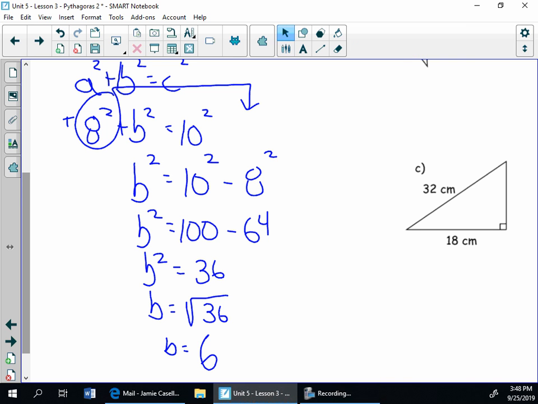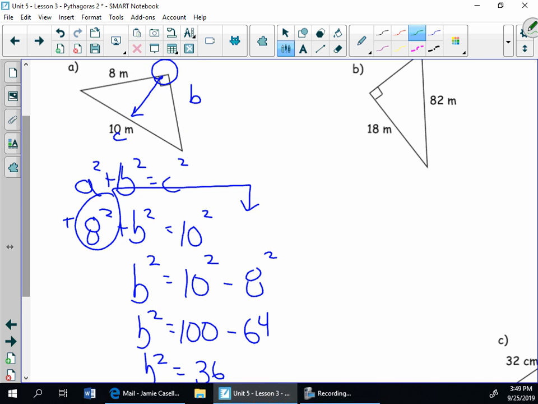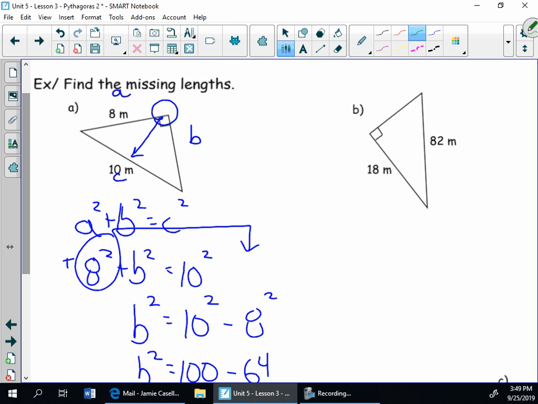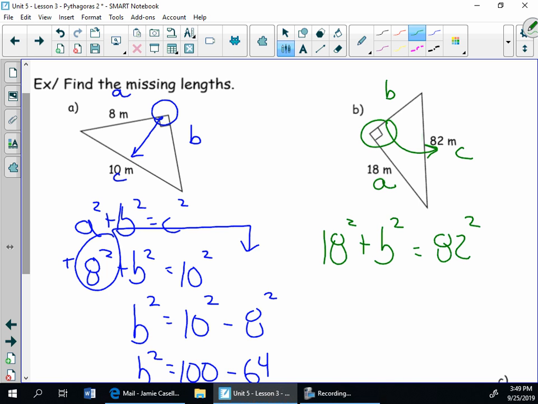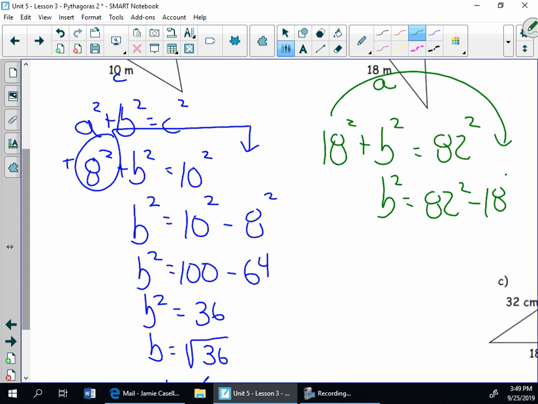Okay, we'll try another one just to show you. Same ideas. Here's B up here. Okay, which is side C? Side C has to be my long side, across from the right angle. That's got to be C. So A and B are interchangeable. I'm going to call this one A and this one B. If I do it the same way every time, it makes it a little bit easier, right? A squared plus B squared equals C squared. Oh, I got one number in the wrong spot. That 18 has to move. I'm going to move it by bringing it over to the other side and turning it into subtracting.